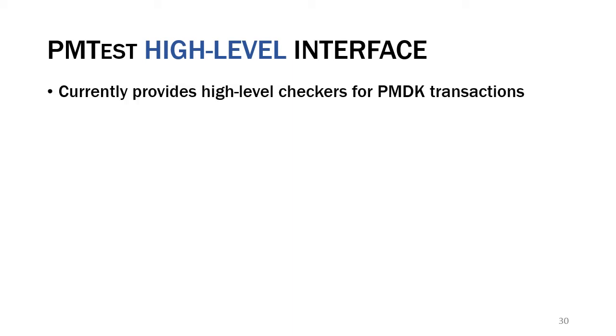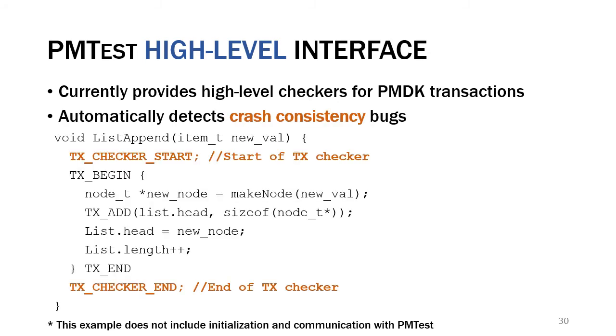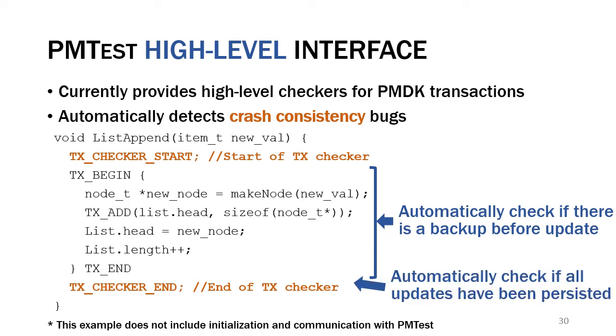So now let's look at the high-level interface. We currently provide high-level checkers for PMDK transactions and automatically detect cross-consistency bugs. In this example, we place a TX checker start and a TX checker end around the transaction, which is marked by TX_BEGIN and TX_END. And within this marked region, we automatically check whether there's a backup before the update. And in the end, we check whether all the updates have been persisted.